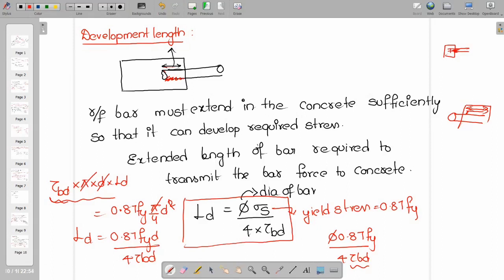Sir, see, actually there is a bar which is introduced into the concrete.